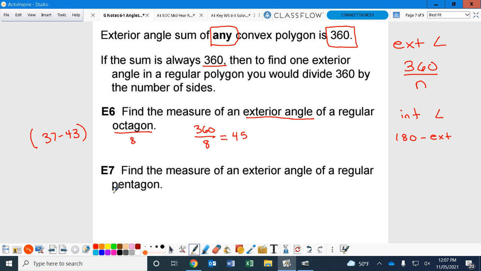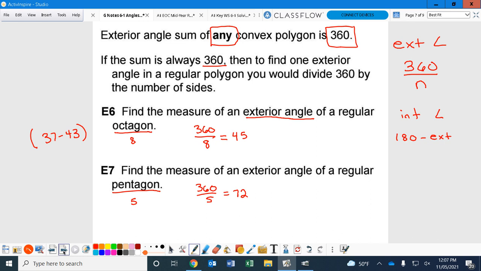For the next one, it's a pentagon. How many sides does that have? 5. So it's going to be 360 divided by 5, which is going to give us what? 72. There you go. Okay, we got one last slide. I think there's one more of exterior.